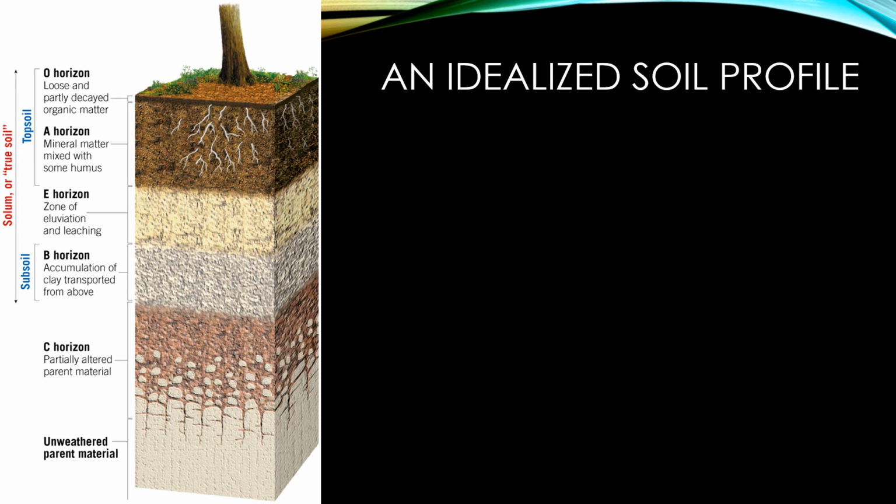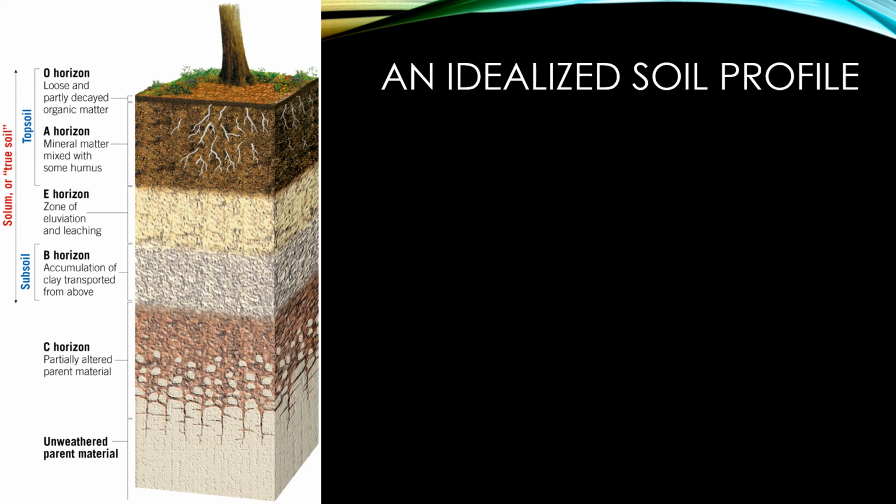And below that is what people typically think of as soil, which is the A horizon. And this is mineral matter mixed with some humus. So the humus is basically organic matter that is more fully decayed than it is in the O horizon. And this mineral matter, it doesn't really matter whether it came from the parent material locally or was transported to that location from elsewhere. In either case, it is still the A horizon.